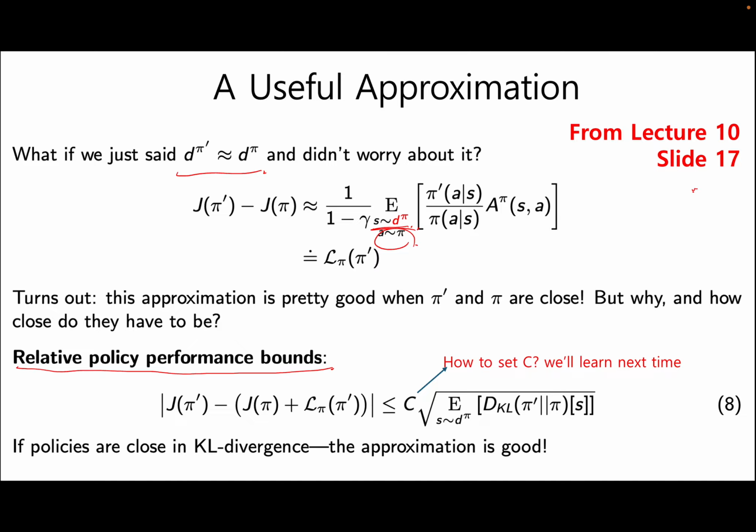For this approximation to work and make sense, we need to introduce this one. The difference between the values of two policy functions can be bounded by this, bounded by the KL divergence. This is the relative policy performance bound that we learned in the previous lecture, and we actually skipped this. How to set C, we will learn next time. That was included in the previous lecture, and this time we will see how we can set C.